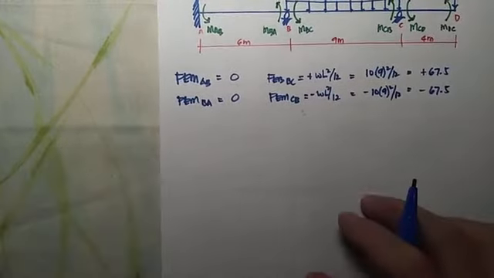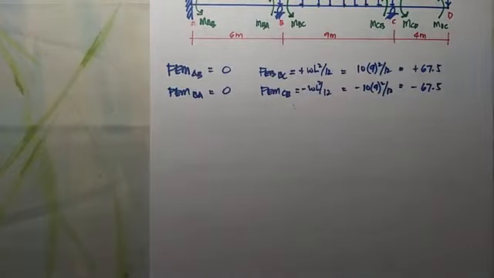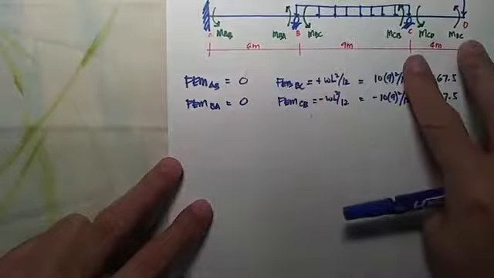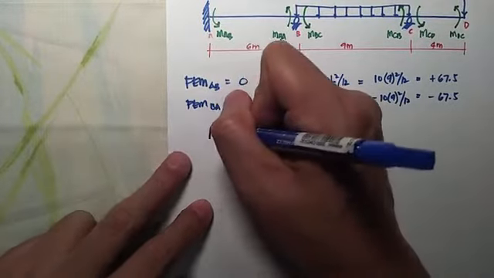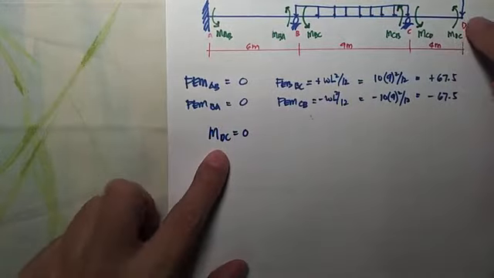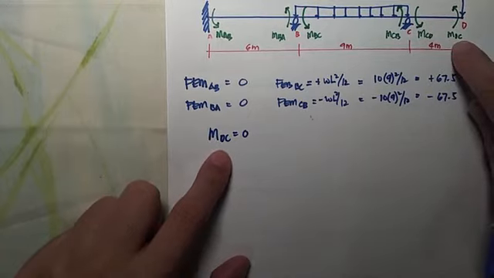Now, how about for segment CD? For segment CD, this is a free end. So we could say that the moment on DC is 0, because that is the end of the beam. At the end of the beam there's no support, it is a free end, and there is no external moment applied at point D. Therefore, the moment DC is 0.